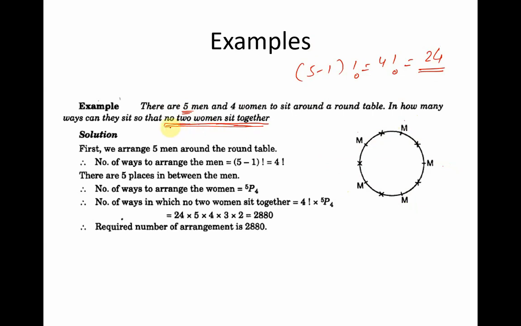Now if I want to ensure that no 2 women are sitting together, that means the women can only sit in the spaces between 2 men. So how many places are there? 1, 2, 3, 4 and 5. I have 5 positions to seat women, and how many women are there? 4. So I have 5 positions and 4 women. So obviously the number of permutations will be 5P4, that is 5 factorial divided by 4 factorial. So the total number of arrangements comes out to be 2880.